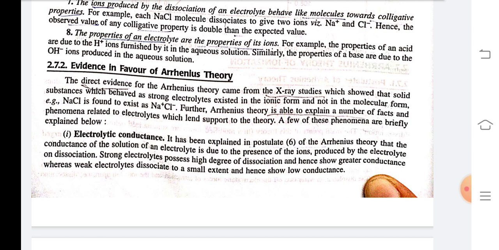Evidence in favor of Arrhenius theory. The direct evidence for the Arrhenius theory came from X-ray studies, which showed that solid substances which behaved as strong electrolytes existed in the ionic and not in the molecular form. Example, NaCl is found to exist as Na+ Cl-. Further, Arrhenius theory is able to explain a number of facts and phenomena related to electrolytes which lend support to the theory. A few of these phenomena are briefly explained below.